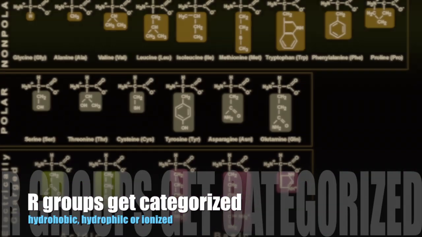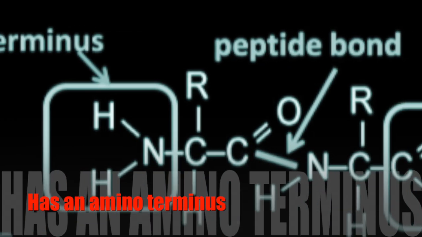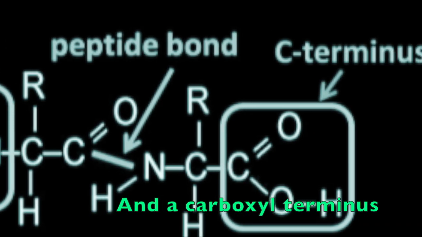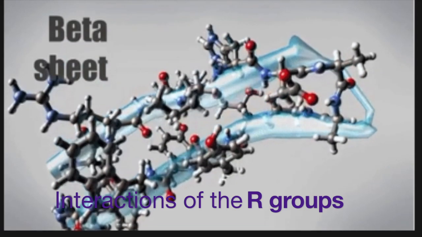R groups get categorized: hydrophobic, hydrophilic, or ionized. It has an amino terminus and a carboxyl terminus. Interaction of the R groups tells structure and function, what it does.